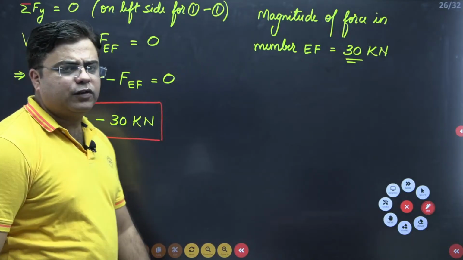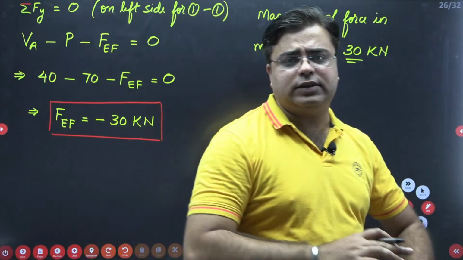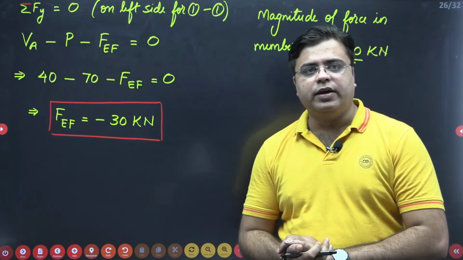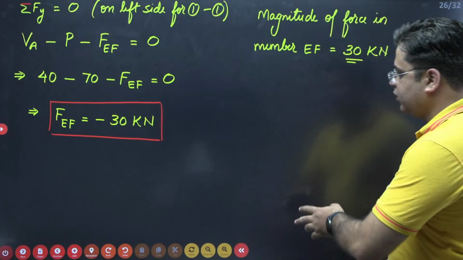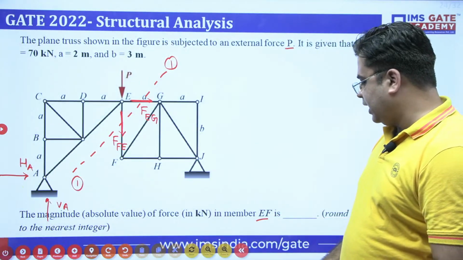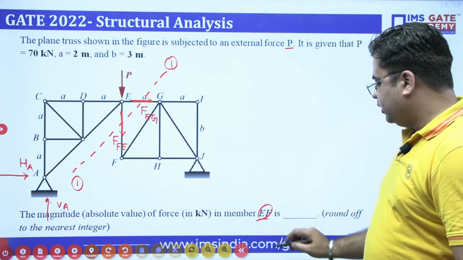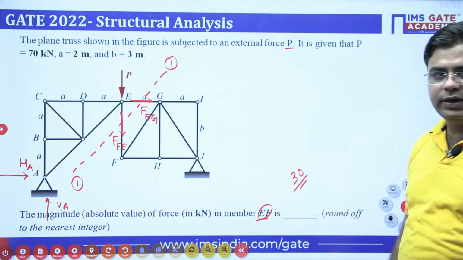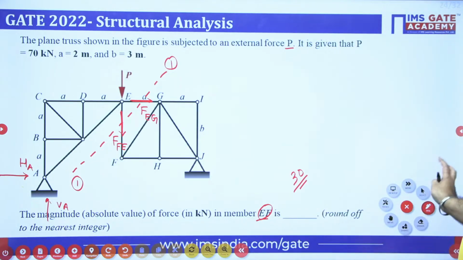So this is one of the very simple questions which was asked in the year GATE 2022 for structural analysis. Okay, I hope you have understood this solution. For this question, it's a numerical answer type question. So the value of force in the member EF is equal to 30 kilonewton. So you have to just substitute the answer as 30. Chalo, moving ahead with the next question.